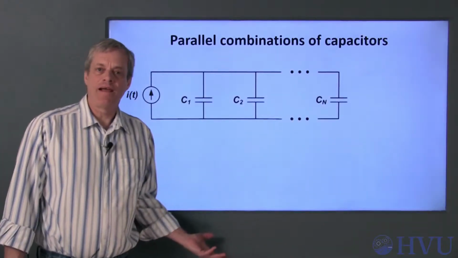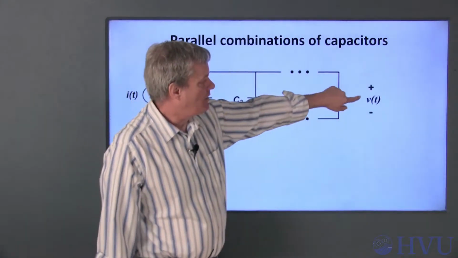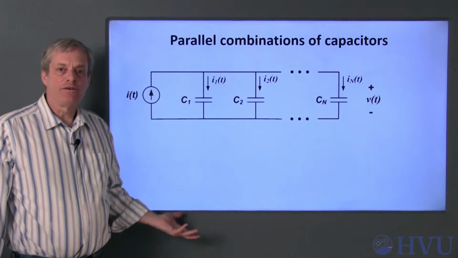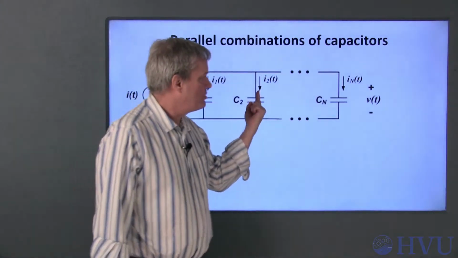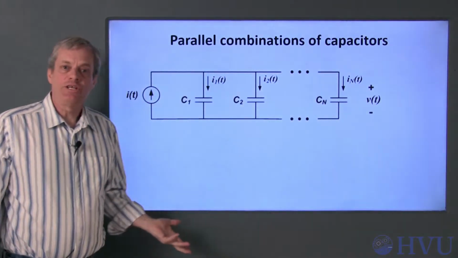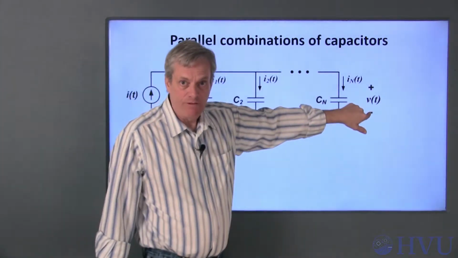For capacitors in parallel, all of the elements share the same voltage difference. I'll call that voltage V of t. However, I do need to define the currents individually for each capacitor. I'll call those I1 of t, I2 of t, and so on up to I sub n of t. The current through each capacitor is the capacitance times the derivative of the voltage difference.